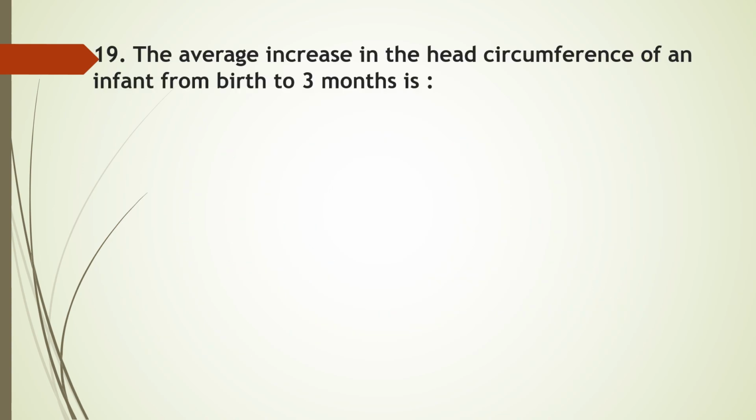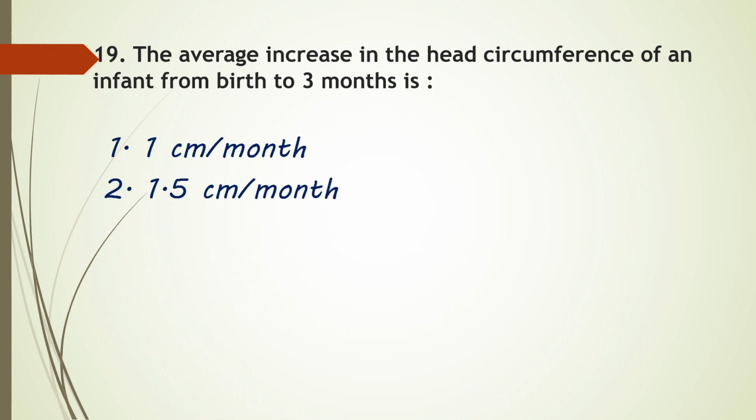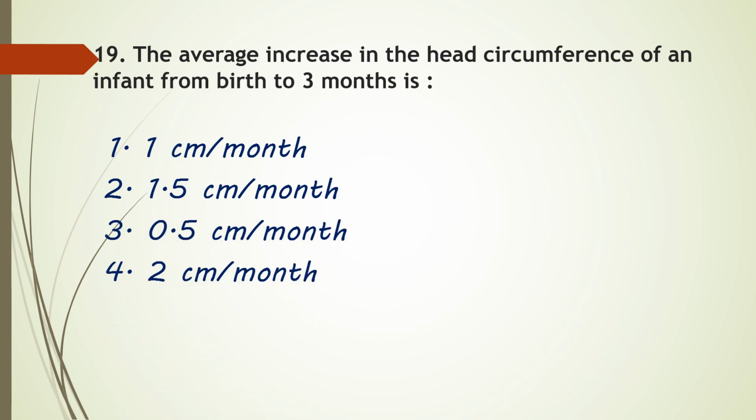Next question. The average increase in the head circumference of an infant from birth to 3 months is. Options are 1 cm per month, 1.5 cm per month, 0.5 cm per month, or option 4 2 cm per month. The correct answer is option 4 2 cm per month from birth to 3 months.